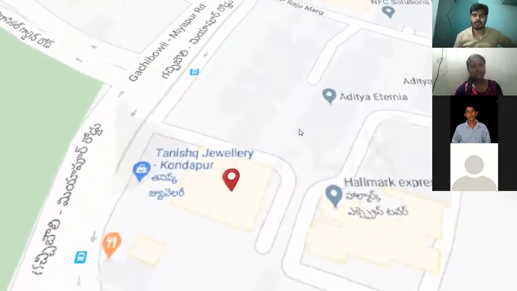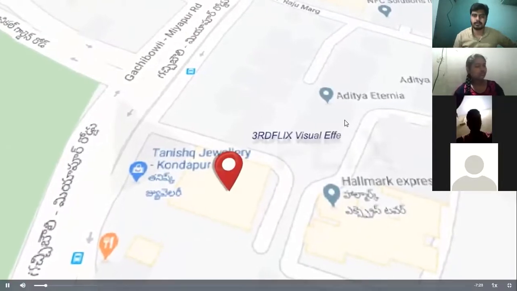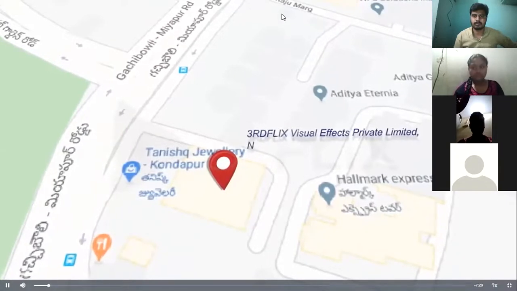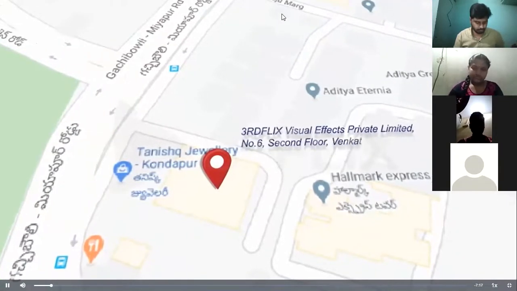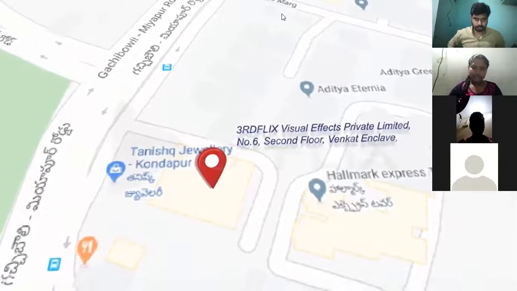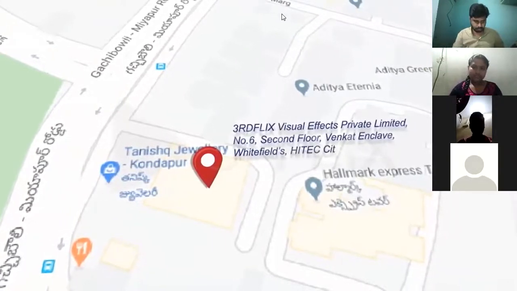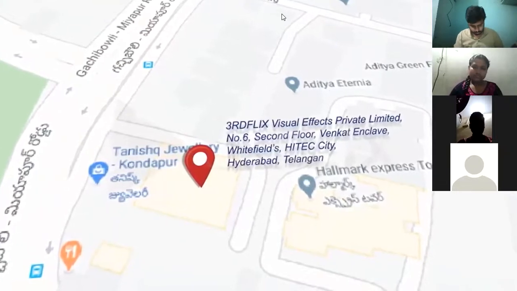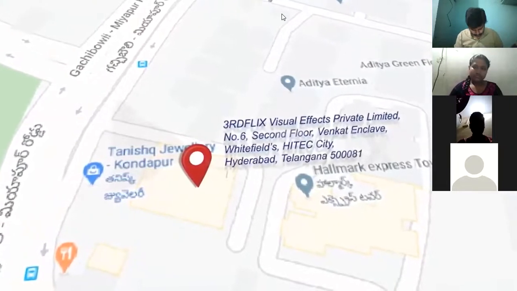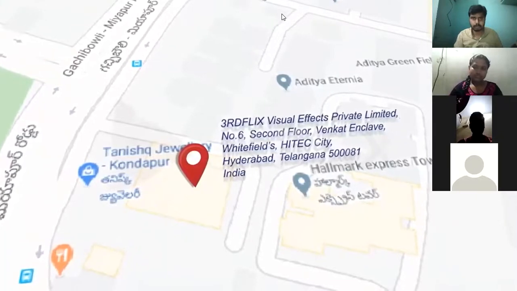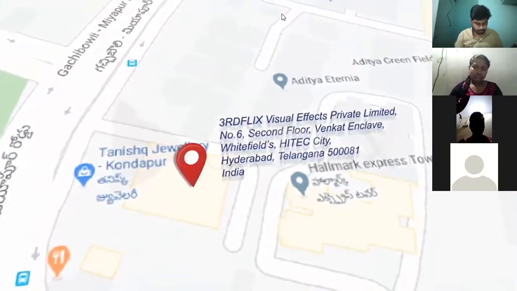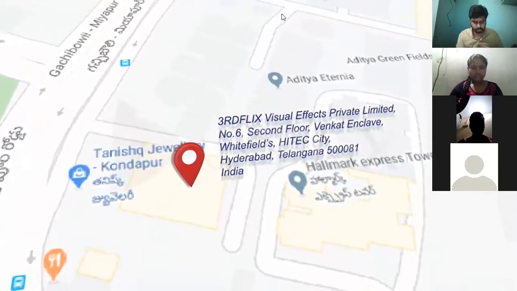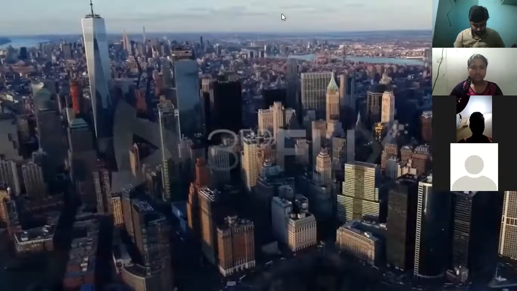How do we write our address? Here is one. 3rd Flix Visual Effects Private Limited. Number 6, 2nd floor, Venkat Enclave, White Fields, High Tech City, Hyderabad, Telangana 500081, India. Somehow, this information is enough for anyone in the world from anywhere to locate the office.